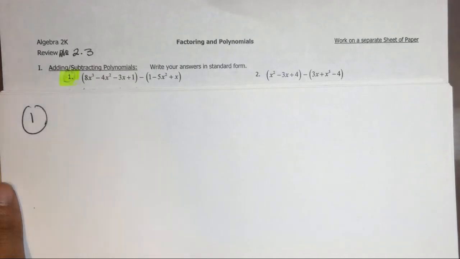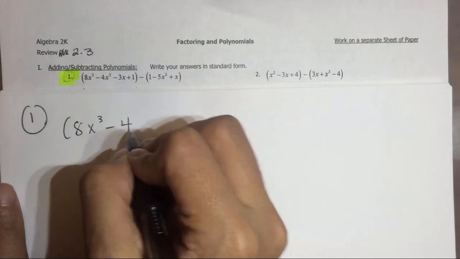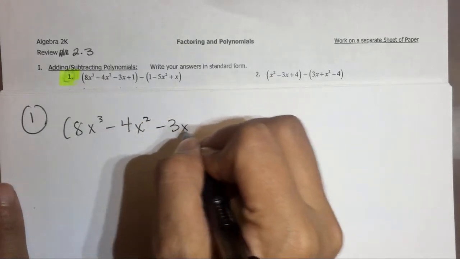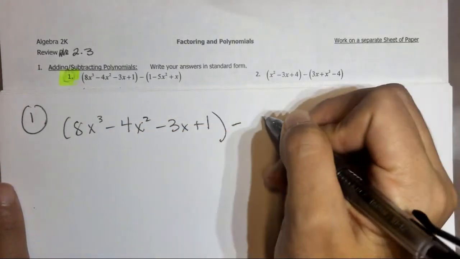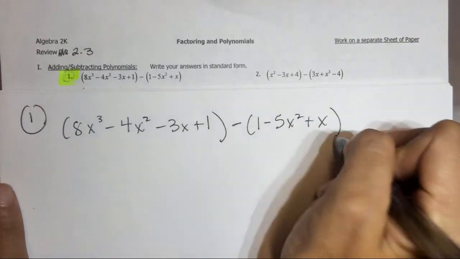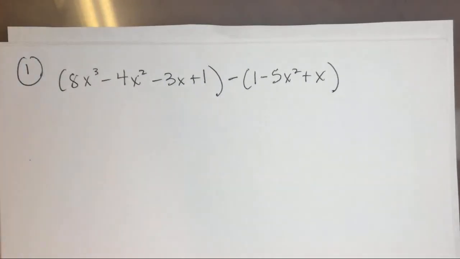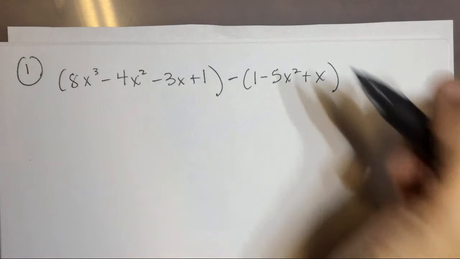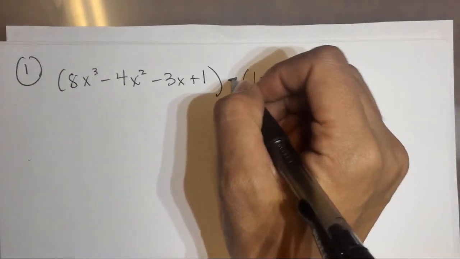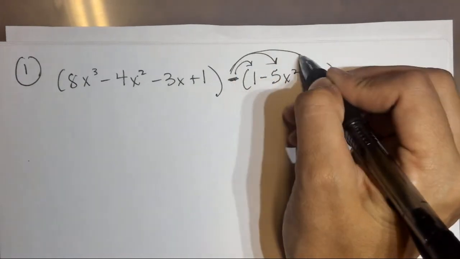Write it a little bit bigger so you guys can see. I have 8x cubed minus 4x squared minus 3x plus 1. And then I'm subtracting another polynomial, so 1 minus 5x squared plus x. Alright, so the first thing, they're just adding and subtracting, so you're just going to distribute and simplify. I always tell my kids, what are your math spidey senses telling you to do with this negative right here? So I'm going to distribute the negative to each term.